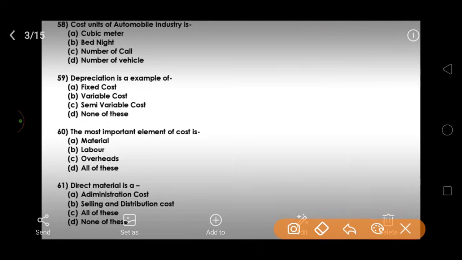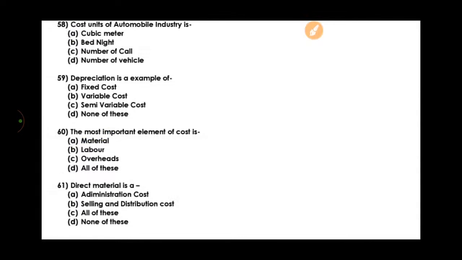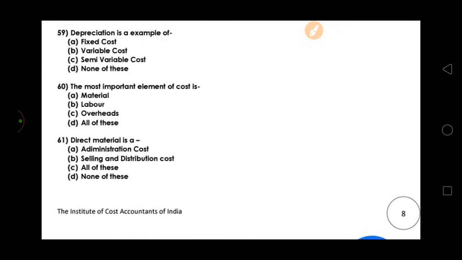When material is available, labor will automatically come, overheads also will come. So material is the right answer. It is the most important element of cost. Without material we can't start the production.